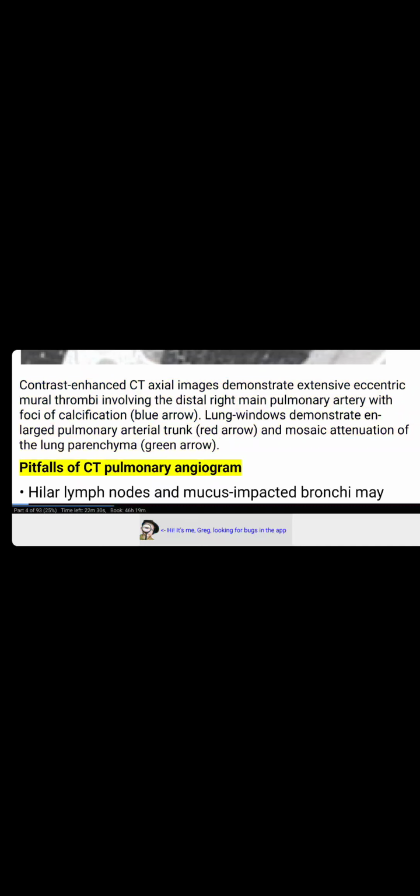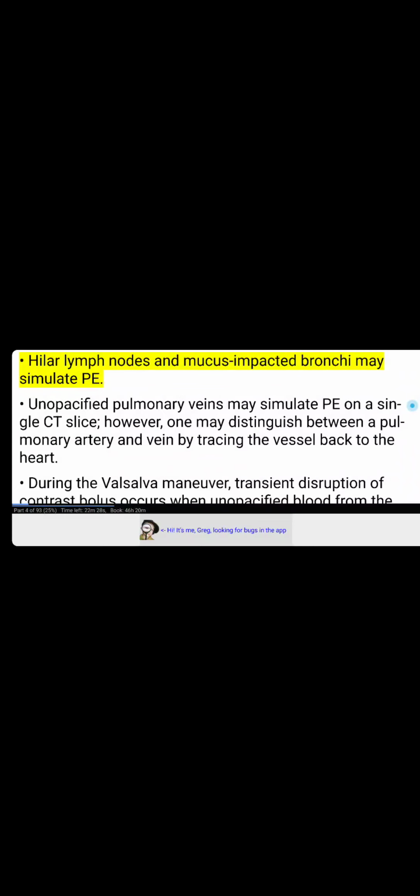Pitfalls of CT pulmonary angiogram. Hilar lymph nodes and mucus-impacted bronchi may simulate PE. Unopacified pulmonary veins may simulate PE on a single CT slice. However, one may distinguish between a pulmonary artery and vein by tracing the vessel back to the heart.